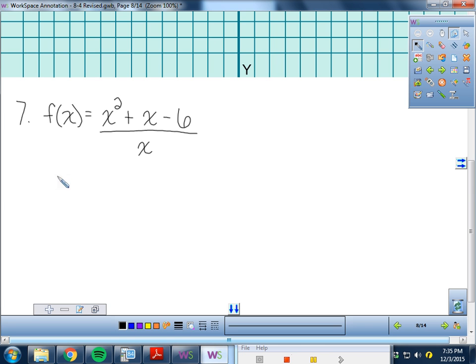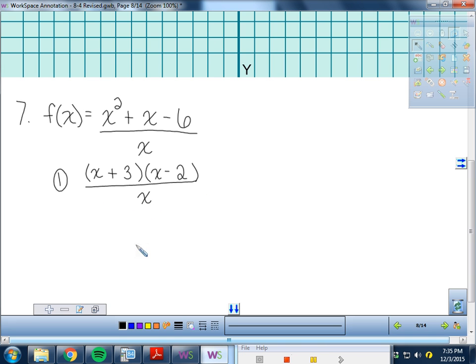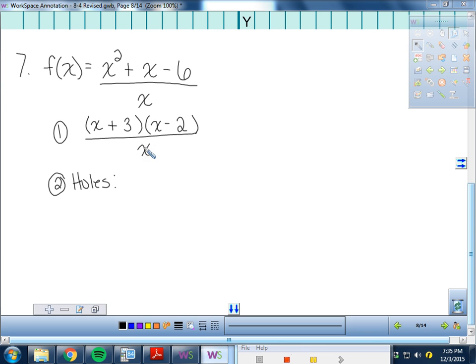The very first thing I'm going to do is factor top or bottom, or both. So I have a trinomial on top. I'll have a plus and a minus, x and x, and 3 and 2 will multiply to make 6 and subtract to make 1. 3 will go with the plus. And then on bottom I have x. Step 2 is all about, do I have any holes? In order to have holes, I would have to have a common factor between the top and the bottom, and I do not, so I have no holes.